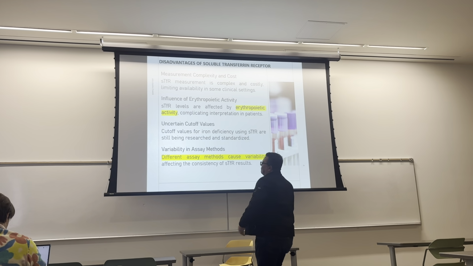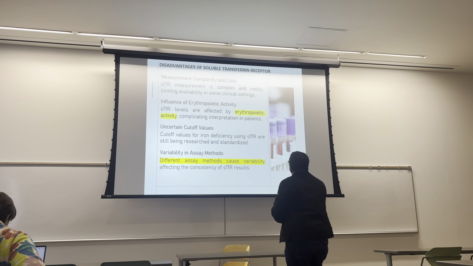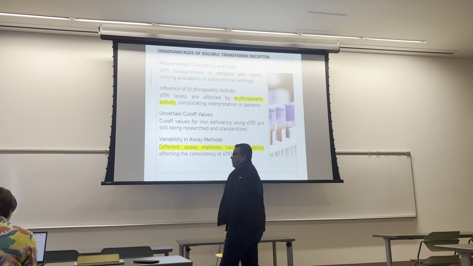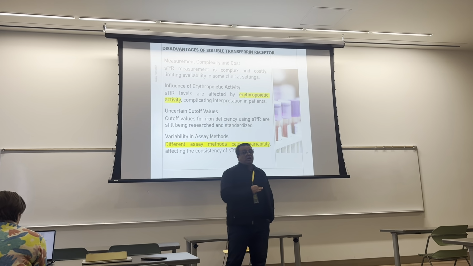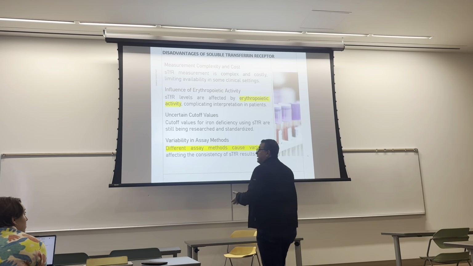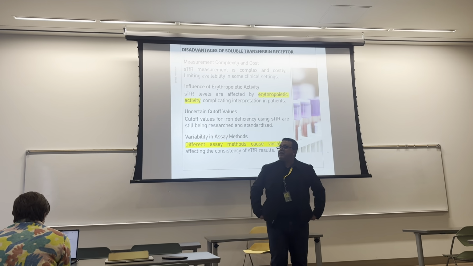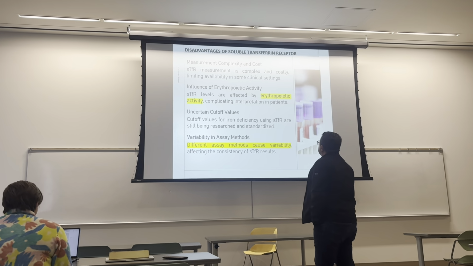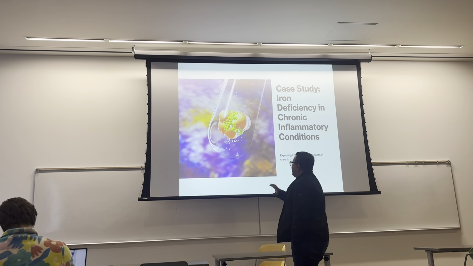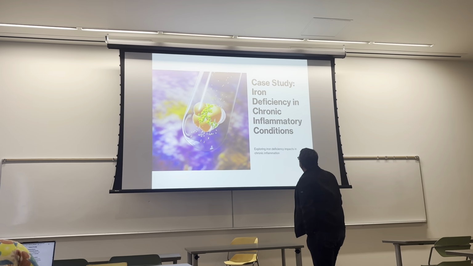Disadvantages: there is nothing 100% perfect, so it can be affected by inflammatory activity. Uncertainty about the cutoff point. It doesn't have a clear cutoff point, but it can be helpful in the comparison before and after. It gives me a higher number before the intervention, and a lower number after I have given IV iron. Different assay methods sometimes affect it and make controversy.